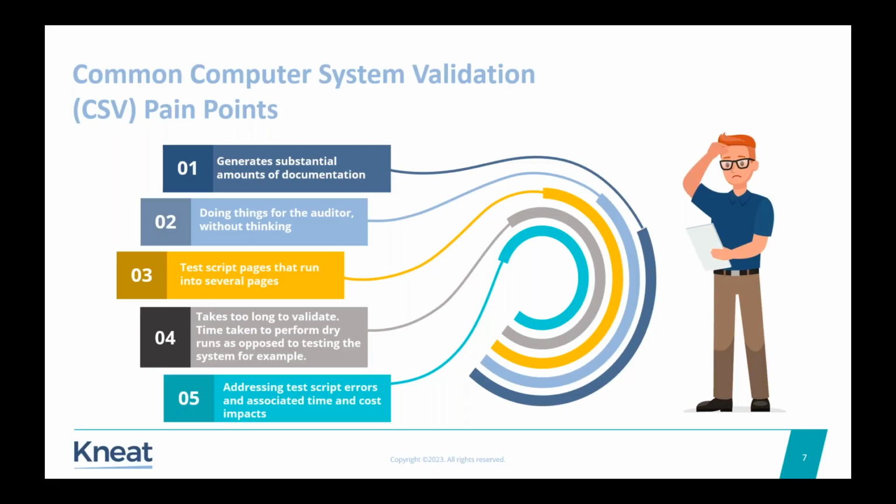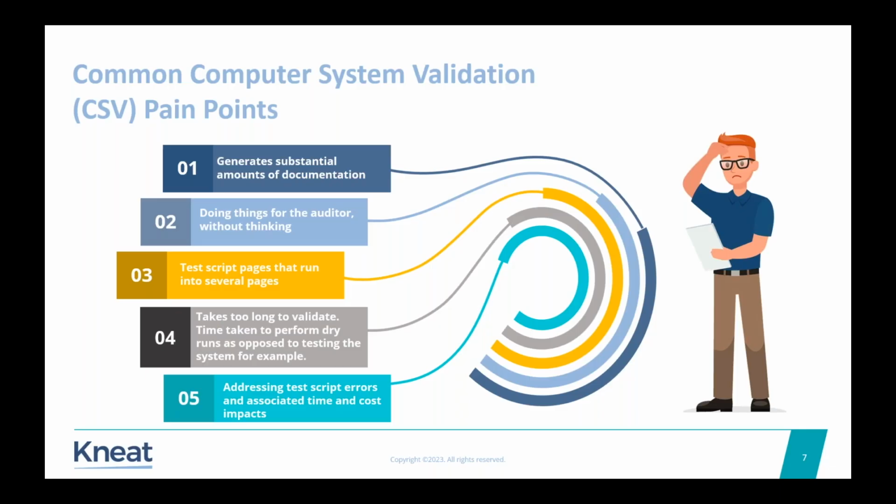I'm going to test everything the exact same way, whether that be the lowest risk function or the highest risk function of a particular system. Again, I'm not really thinking. I'm just doing things because I'm being told I have to by my SOP. I'm not concentrating where I need to make sure I'm getting the best bang for my buck in terms of testing, validation, documentation, etc. We've all seen number 3, test scripts that run into several pages.